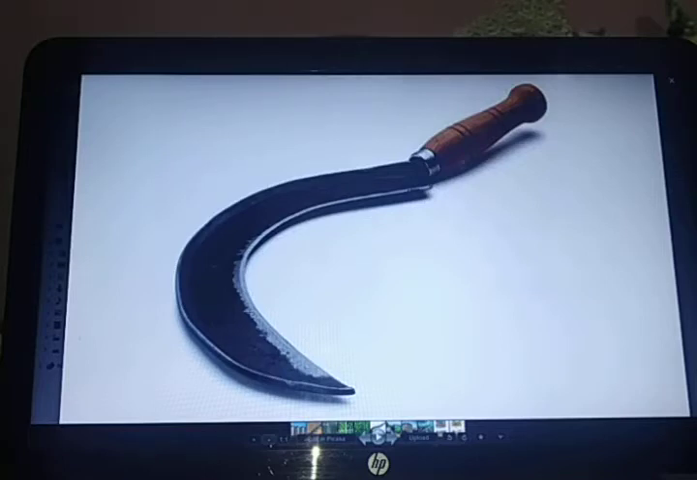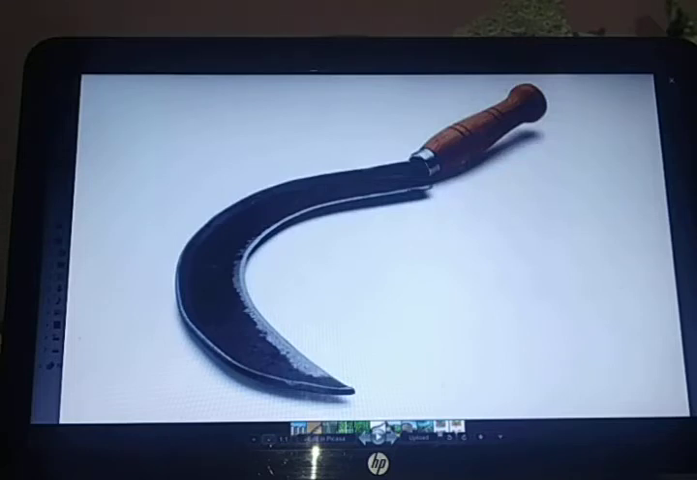Chaff means what we call bhusa, which stays on top of the seed, right? So that is called chaff. So chaff has to be separated from the seed. The seed has to be separated from the chaff, right? So the process by which it can be separated is called threshing.